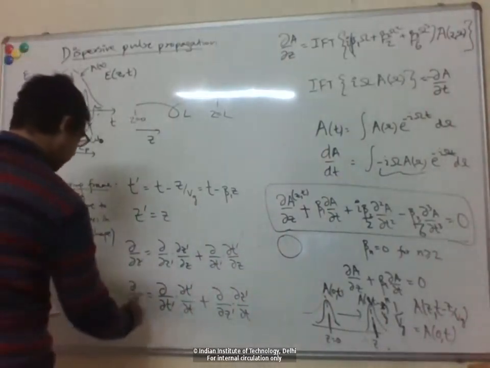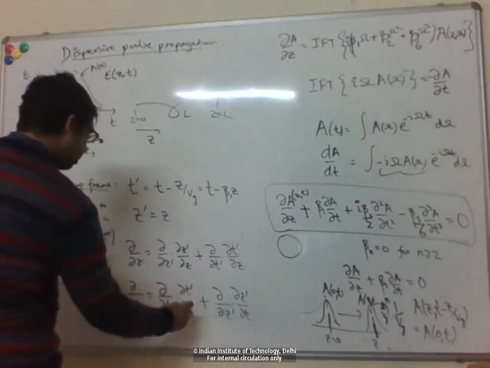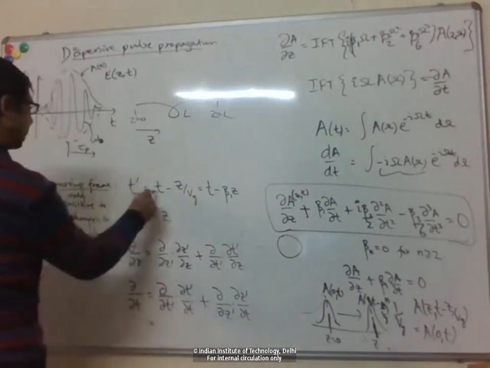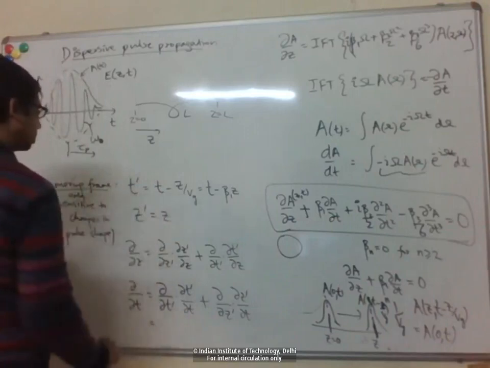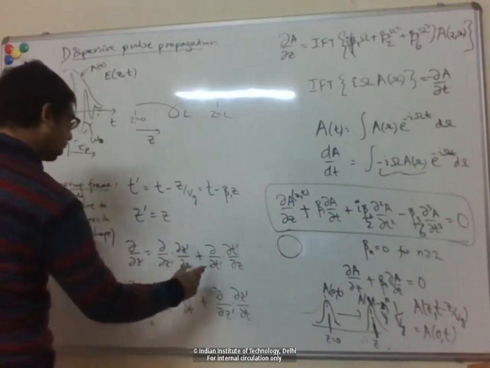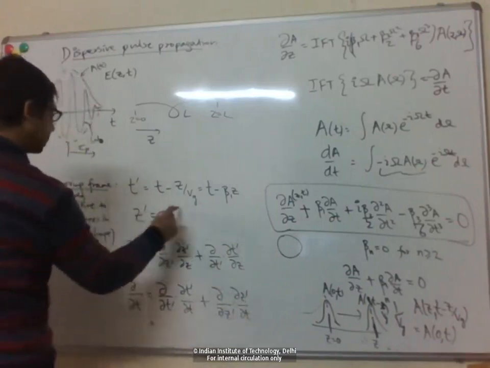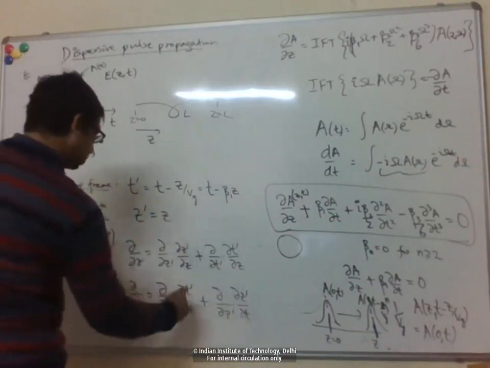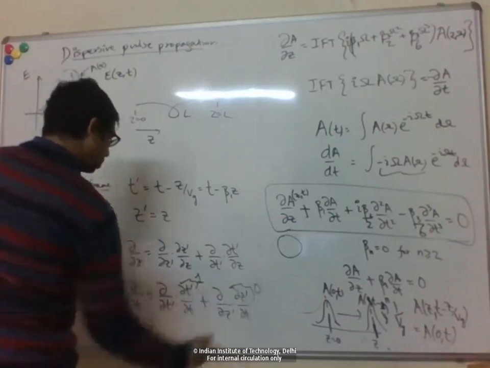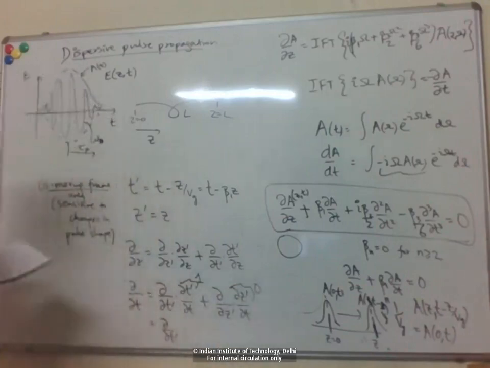If you look at this time term here, del t prime by del t is just 1. And what about the other term, del z prime by del t? Z prime doesn't depend on t at all, so this is 0. So this is 1 and this is 0. So del by del t is just del by del t prime.